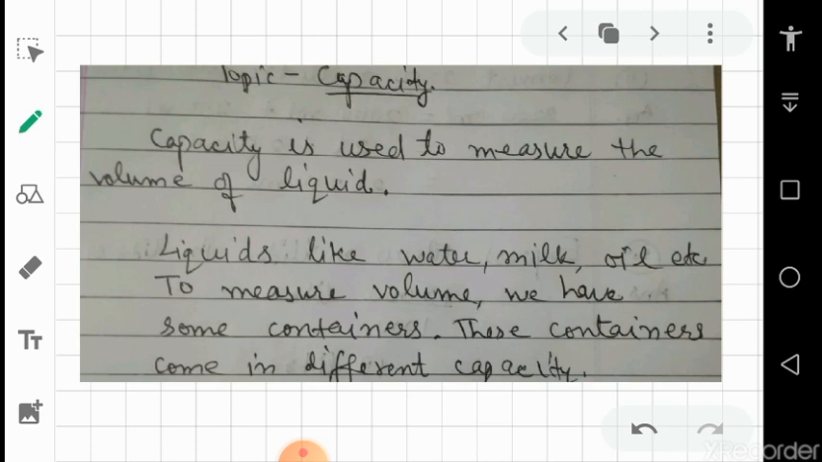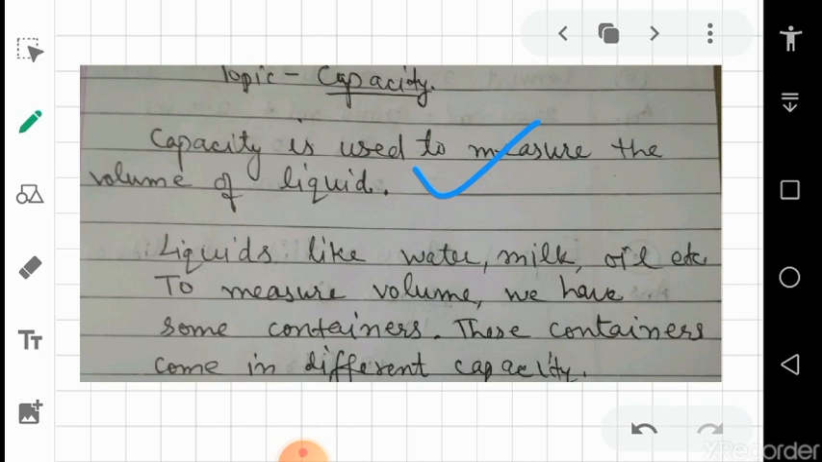What is capacity? Capacity is used to measure the volume of a liquid. Sometimes you hear that this is 1 liter, it is 2 liters. The quantity of milk is 500 ml, half a liter. So these things are considered as capacity, and we are discussing capacity of liquids only. There are a few liquids around us, as we see that water is a liquid, milk, oil, etc.